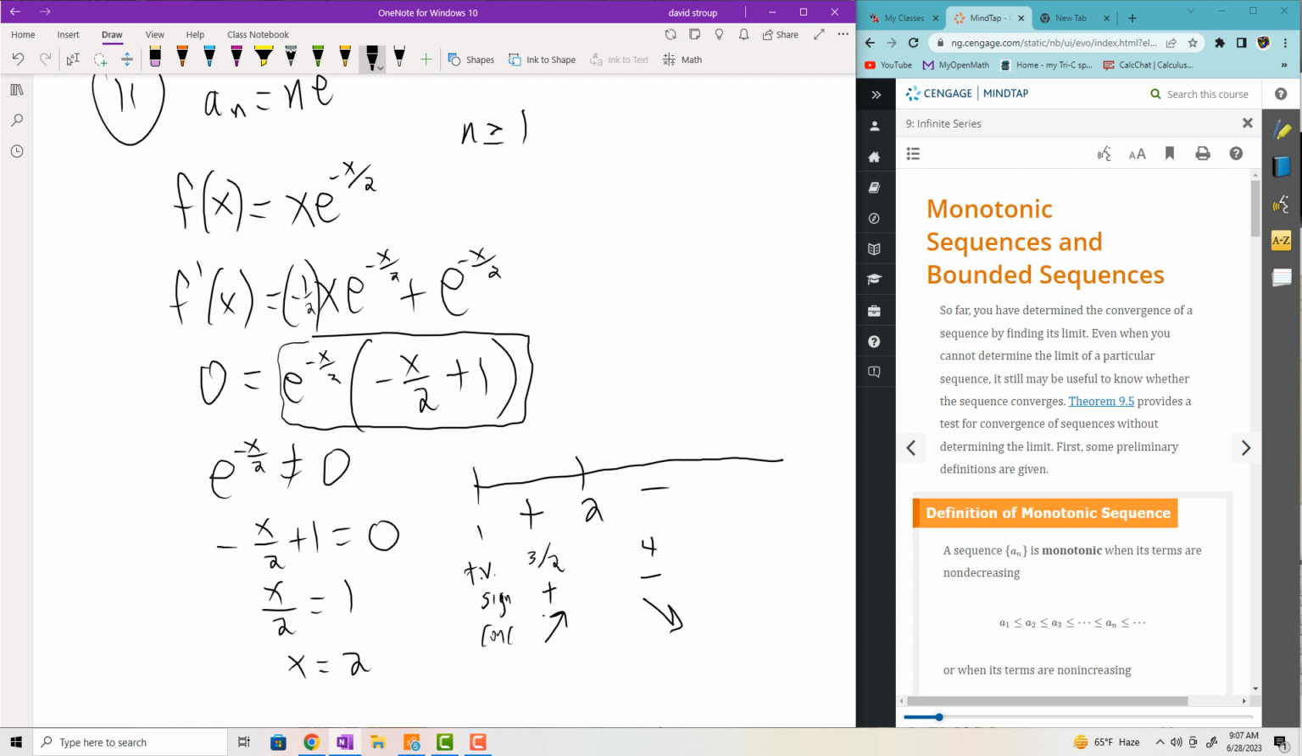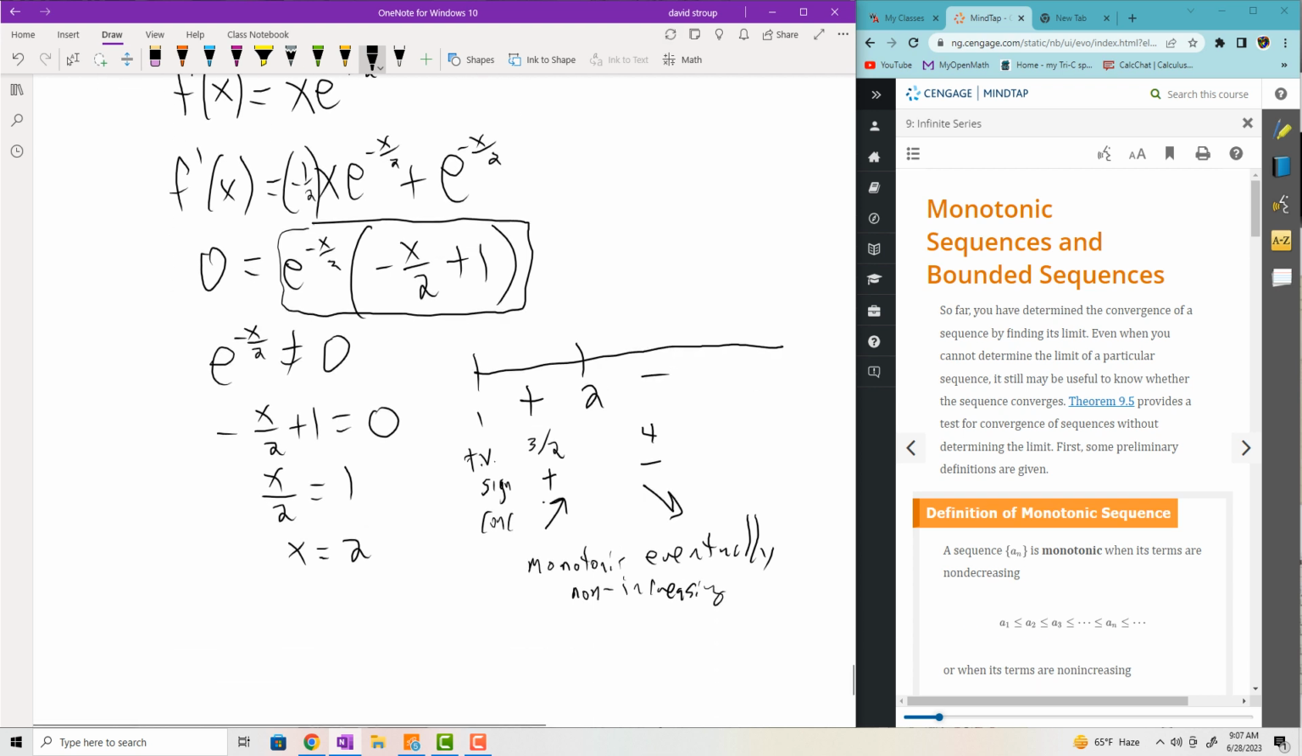Okay. So we would say it is monotonic eventually. And in particular, it's non-increasing. But technically, it is not monotonic because it's going up first and then down later. So in your homework, which is unfortunate, so in the homework, you'll say it's not monotonic.